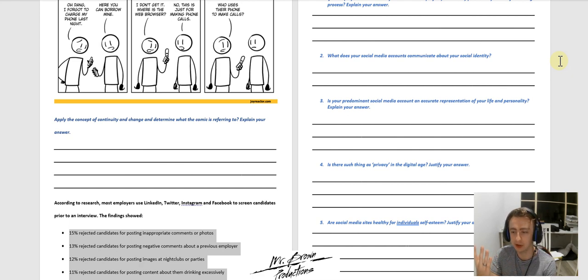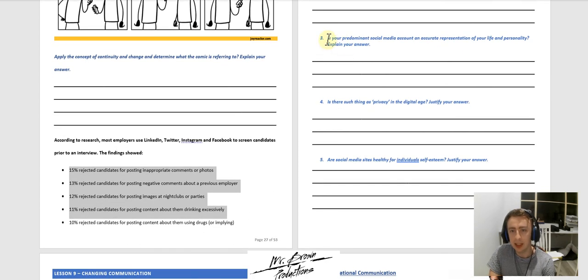If you're not sure you can do this yourself without bias, maybe get a friend to do it. Okay, so have a scroll. Does it communicate that you're a party goer? Does it communicate that you're a happy, go-lucky family kind of person? Does it convey that you're very sporty? What does it convey? Question 3, is your predominant social media account, predominant meaning the one that you use the most, whether that's Instagram, TikTok, Snapchat, whatever, an accurate representation of your life and personality?